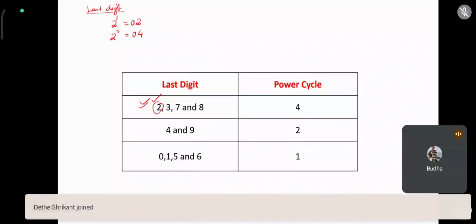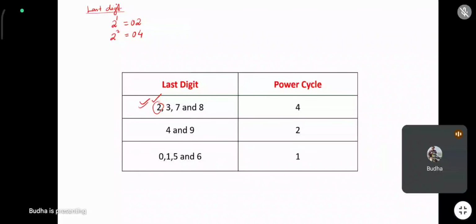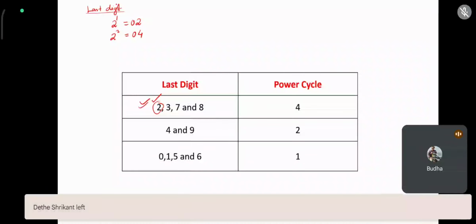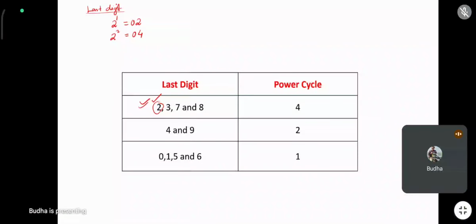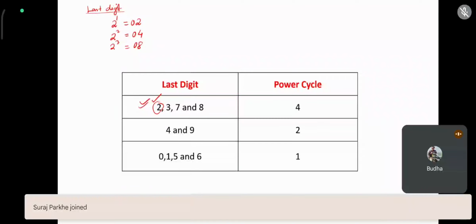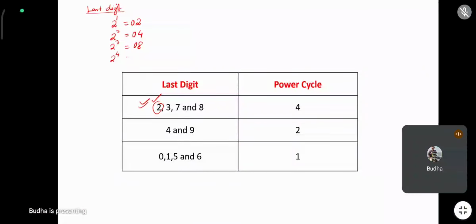So there is no convention like 02 or 04. Only in phone numbers we use 02 or 04. In normal counting we never use 02 or 04. 2 cube is 8, so I'm writing 08. 2 raised to power 4 is 16. 2 raised to power 5 is 32. 2 raised to power 6, can anyone tell me? I'm still waiting. 64.